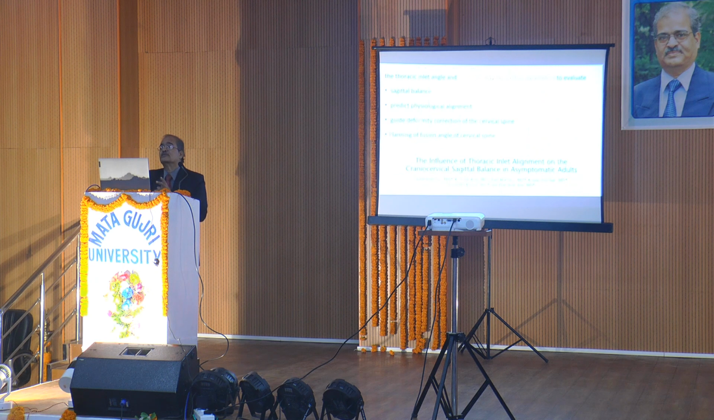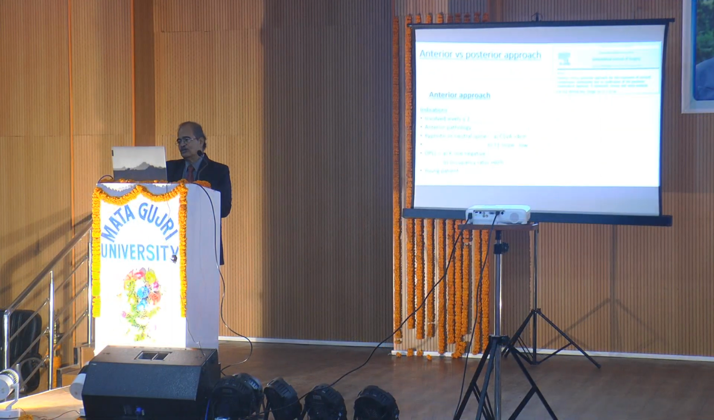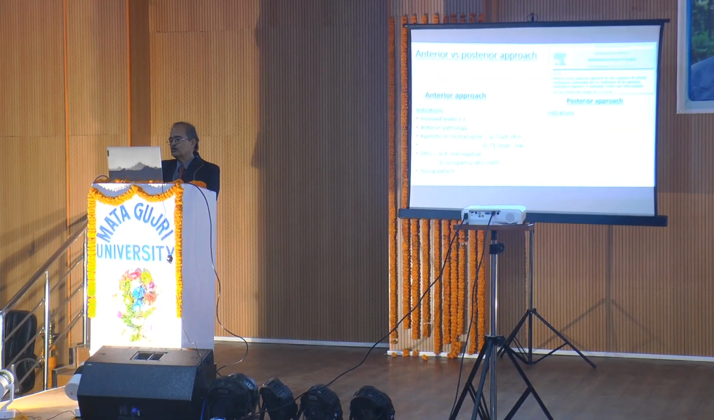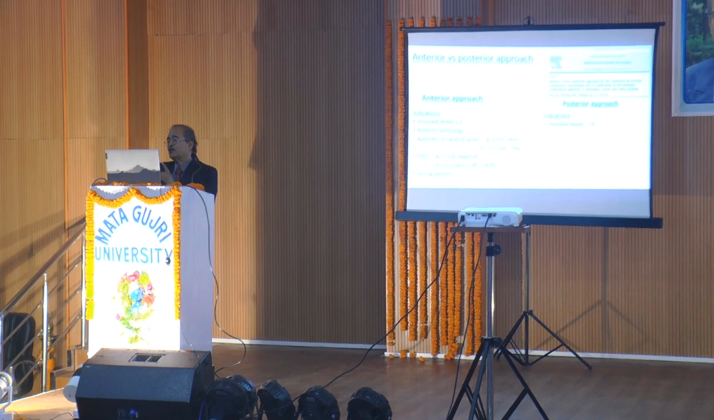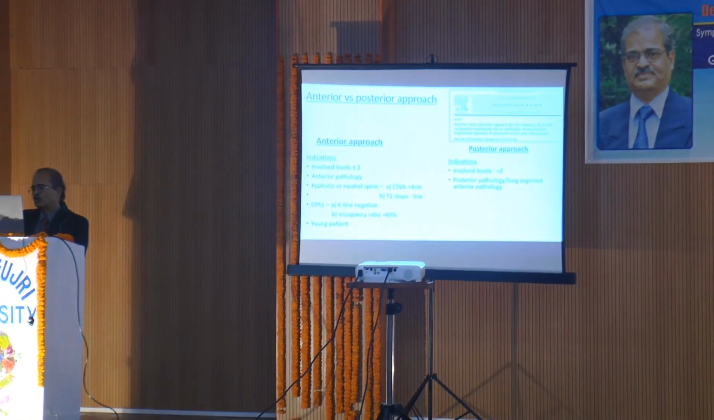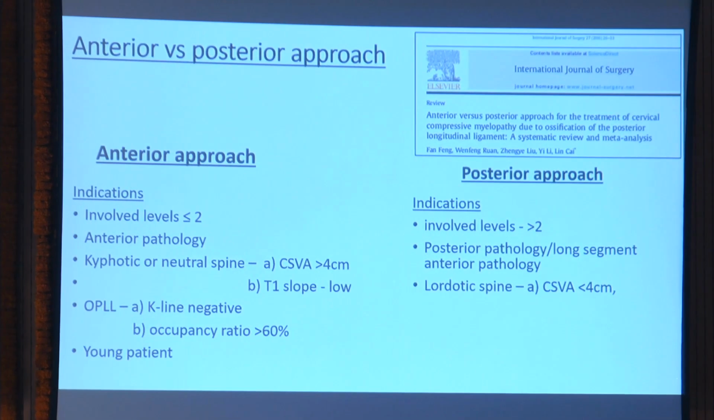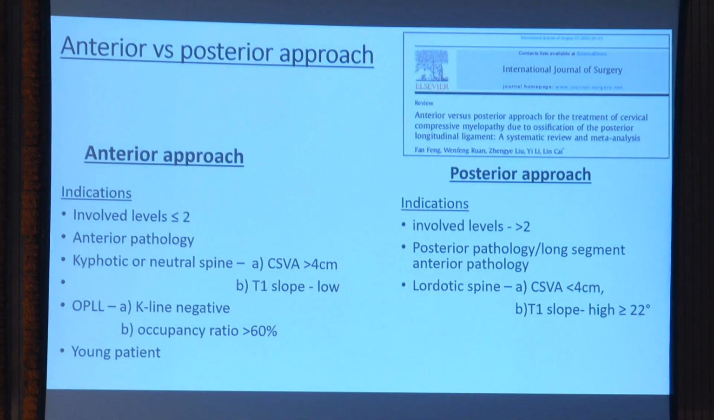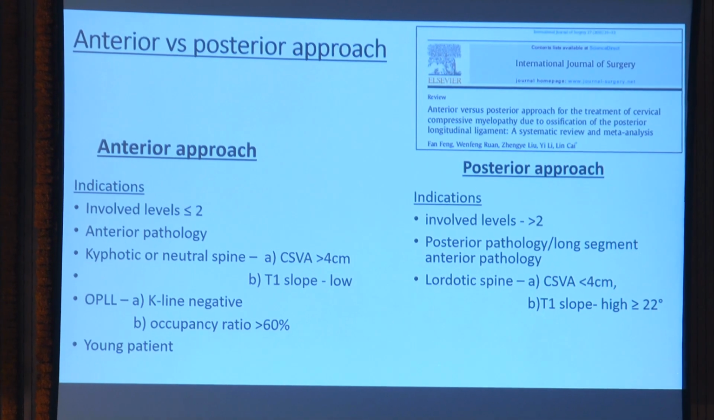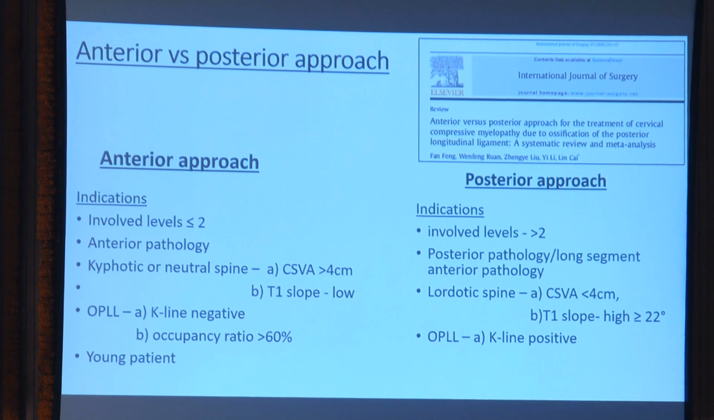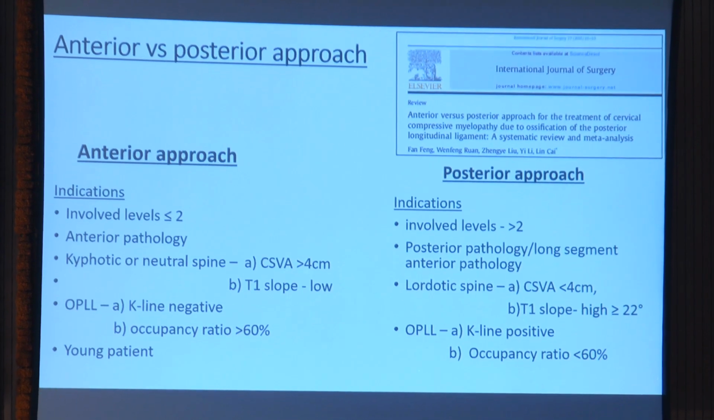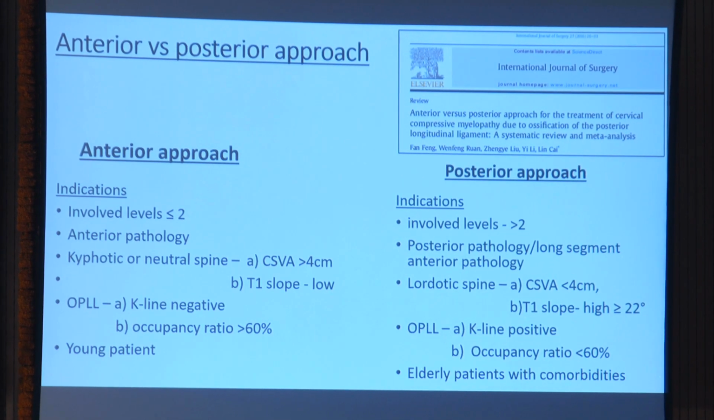This is important. Okay, 60% and the patient is young, you do anterior surgery. When you are going to do the posterior approach: involved levels more than 2, posterior pathology or long segment anterior pathology, lordotic spine where the CSVA is less than 4 centimeter, T1 slope is high, more than 22 degree, OPLL and reject, K line which is positive, and occupancy ratio less than 60 degree. Elderly patient with comorbidity. So there are clear-cut guidelines you should follow in your particular patient. Which one should be chosen?